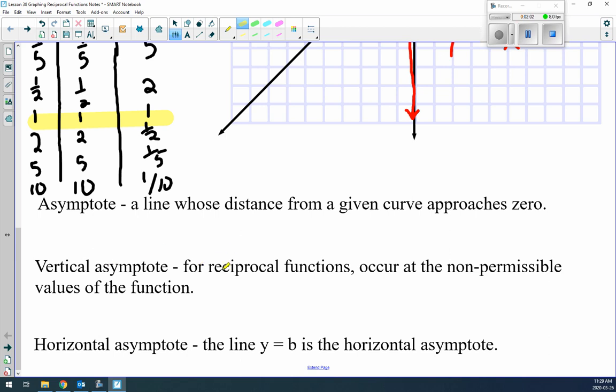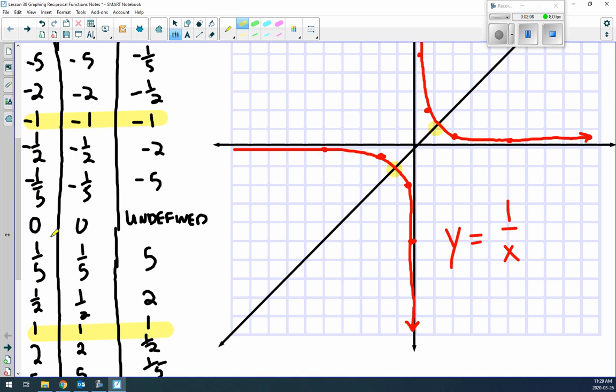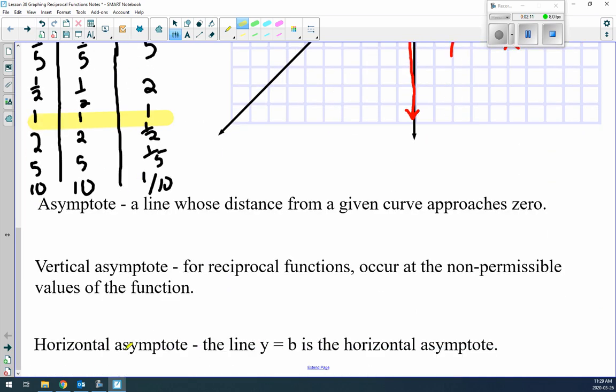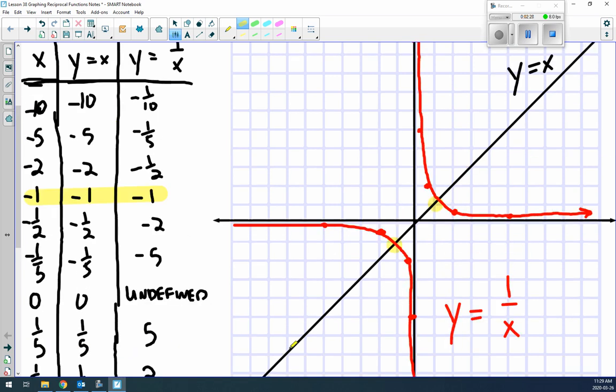Okay, so vertical asymptote. For reciprocal functions, it occurs at the non-permissible value. So our vertical asymptote is at the non-permissible value, when x is 0. The horizontal asymptote, in grade 11, is always going to be the x-axis. In grade 12, this asymptote is going to move around. It's going to move up, it's going to move down, and then it's going to be oblique, which is like a line. So that's the basic reciprocal. If you struggle with that, just graph your y equals x and then start flipping all your values. The key ones are 1, 1 and -1, -1. Okay, flip the page and let's look at an example.